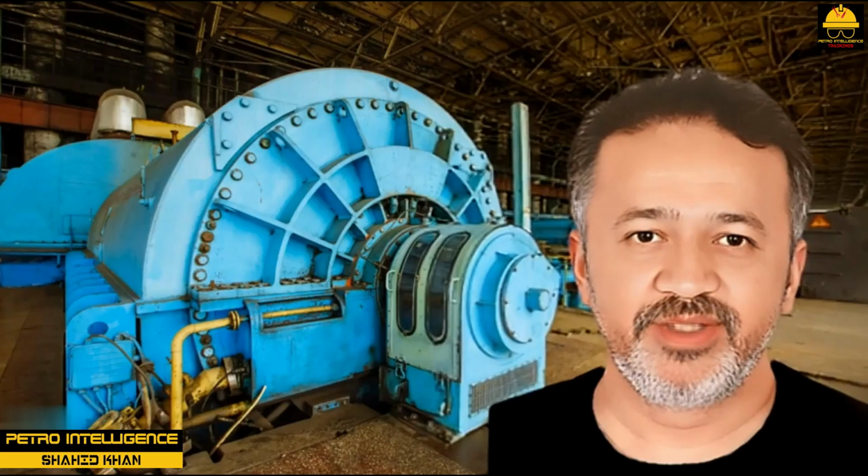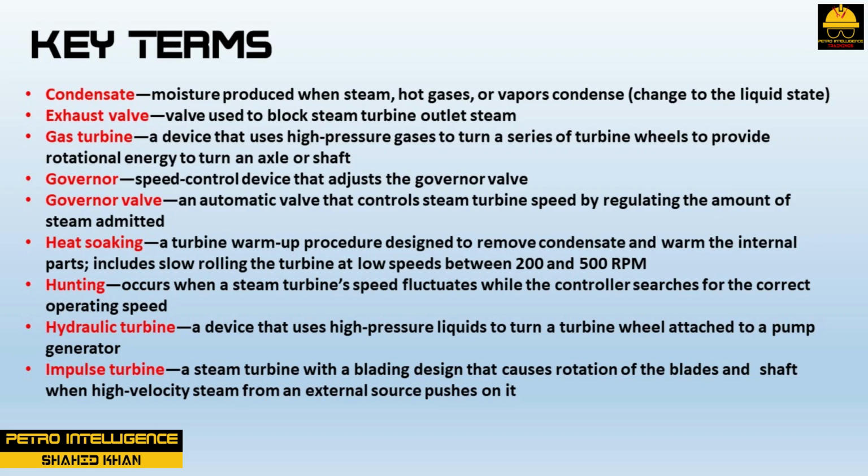Before starting the course, let us have a look at key terms. Condensate is moisture produced when steam, hot gases, or vapors condense, that is, change to the liquid state. Exhaust valve is a valve used to block steam turbine outlet steam. Gas turbine is a device that uses high-pressure gases to turn a series of turbine wheels to provide rotational energy to turn an axle or shaft.